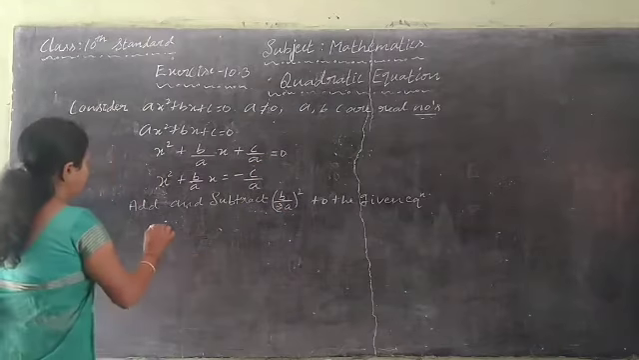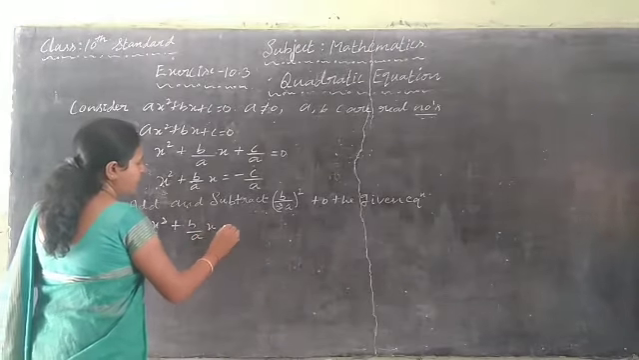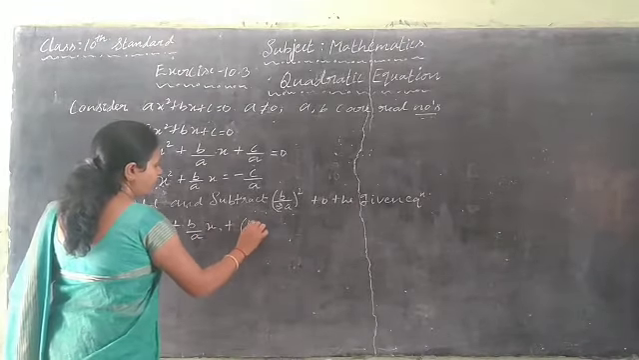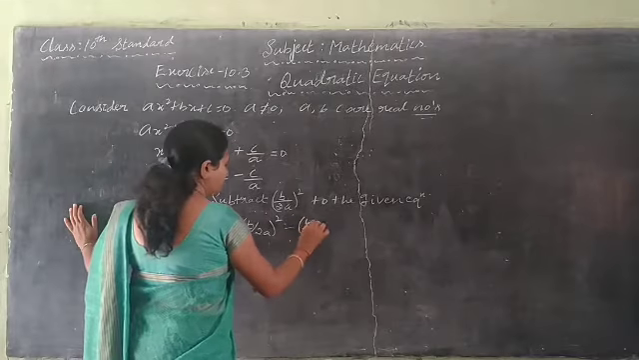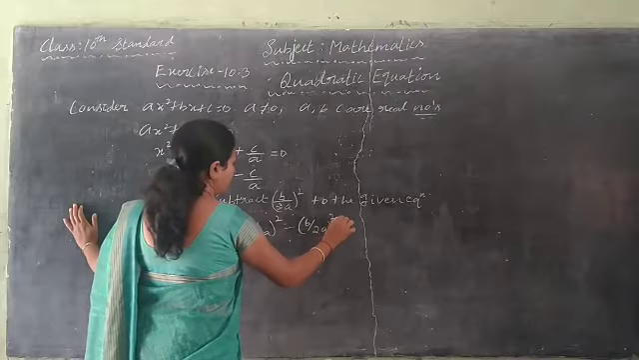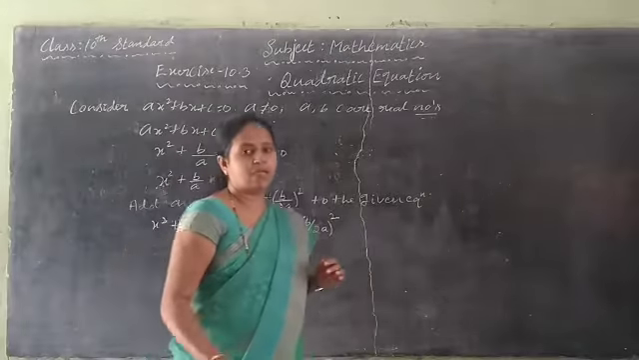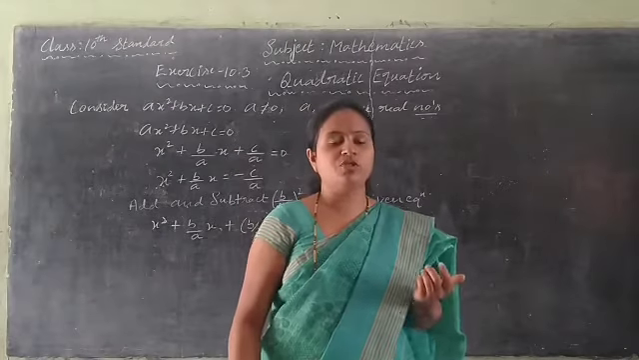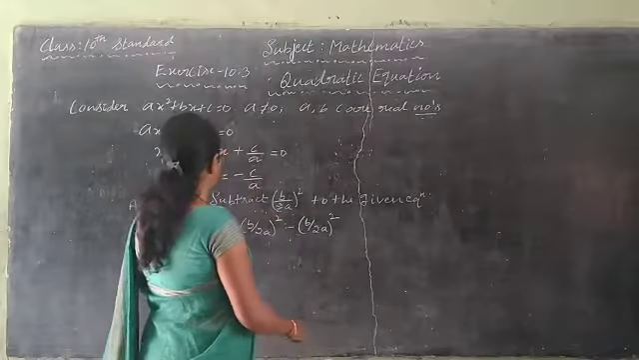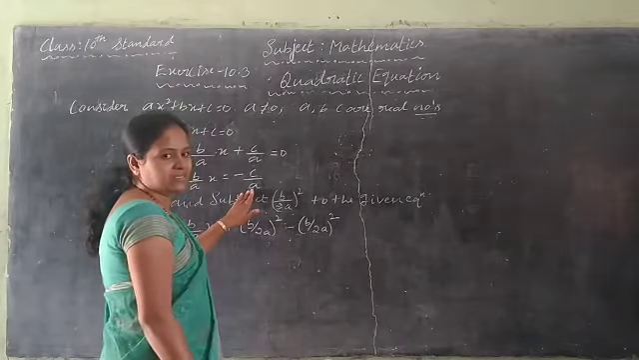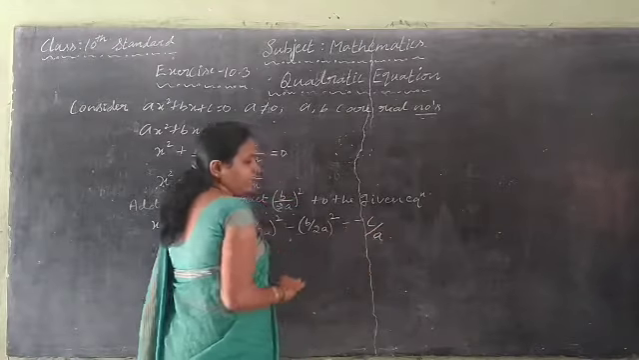Now x square plus b by a into x plus b by 2a whole square, in the same way minus b by 2a whole square. We are going to add, children, once and we are going to subtract. Understood? We are going to add the b by 2a whole square once and we are going to subtract the b by 2a whole square. Then what is the remaining here? Minus c by a is there, isn't it? Okay, that you write as it is, minus c by a.